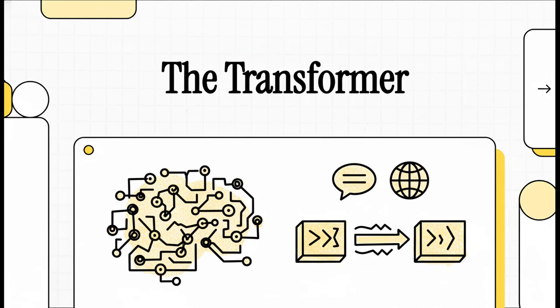Just stopped and wondered how an AI can write a poem, translate a language, or even code an entire app? Well, the secret behind all that magic is a really powerful idea called the transformer. So today, we're going to pull back the curtain and see exactly how this thing works.